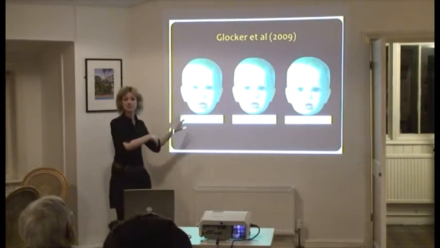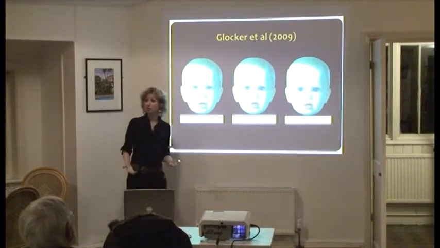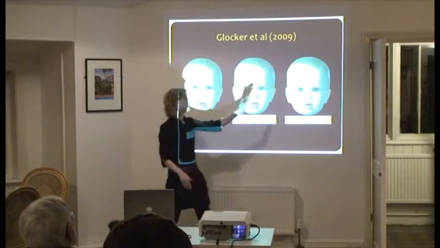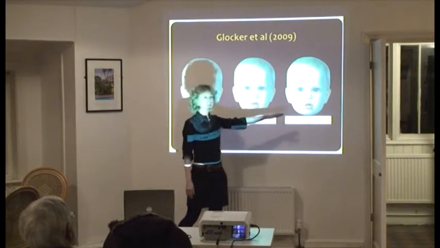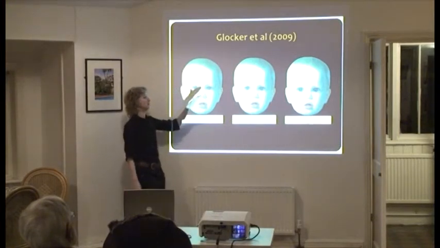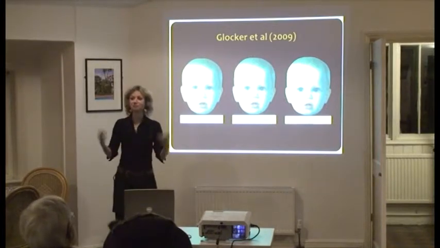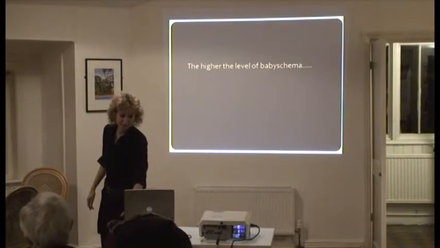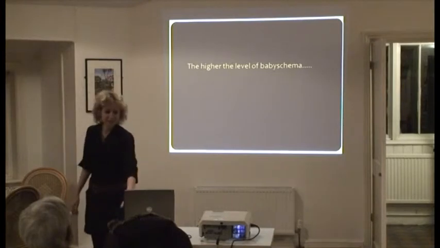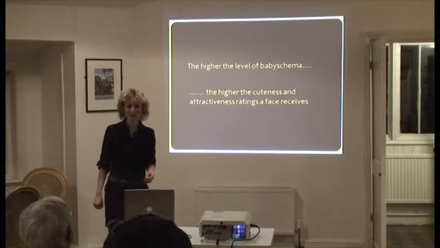And they presented all of these images to the participants, and they got them to rate each one for how cute they thought it was. And I'm sure you can guess what happened. The high baby schema ones got the highest cuteness ratings. So they got higher cuteness ratings than the unmanipulated ones, who in turn got higher cuteness ratings than the low baby schema infants. So, in combination, the upshot of these studies was the higher the level of baby schema in the infant face, the higher the cuteness and attractiveness ratings the face received.